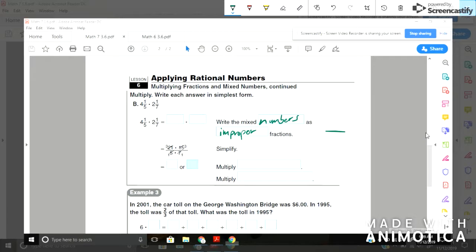Remember, improper fractions are when your numerator is greater than your denominator. So, for example, like 6/5, the numerator is greater than the denominator. That's an example of an improper fraction. Okay, let's make these into improper fractions.